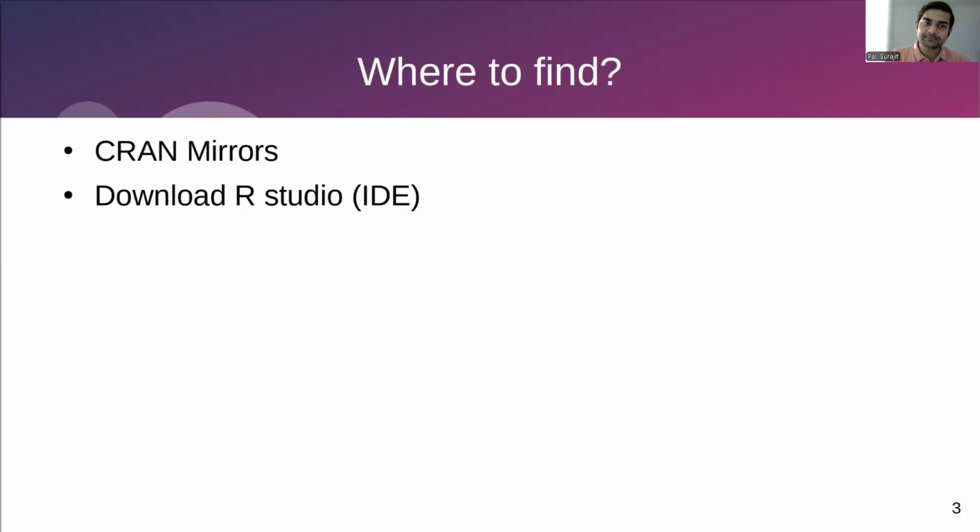Now, where to find R? You would get it from CRAN mirrors. What does CRAN stand for? It's the Comprehensive R Archive Network. It's available on the internet. You just have to hop over to the website and download it to your system. Like any other tool or software, you install it on your system and you are good to use it. The second thing that is important for R programming is called RStudio. It's an integrated development environment. Like for any other programming language, we also use RStudio to do the programming work for R.